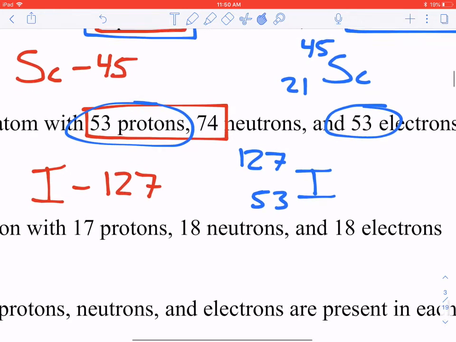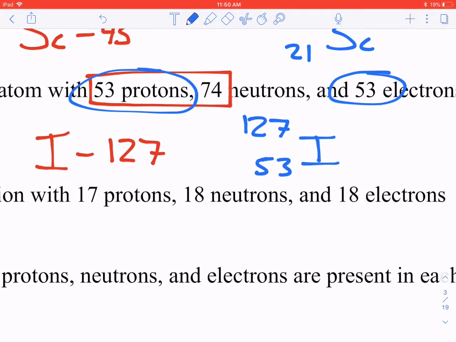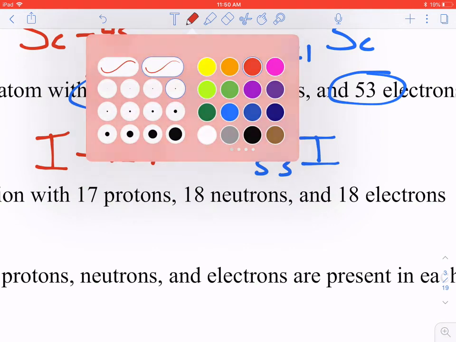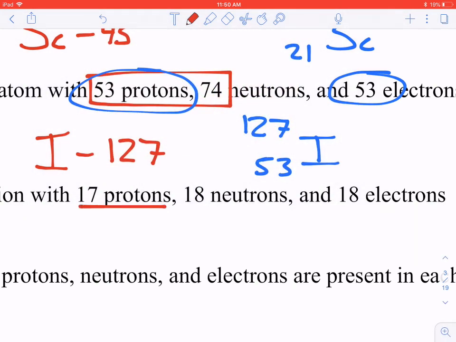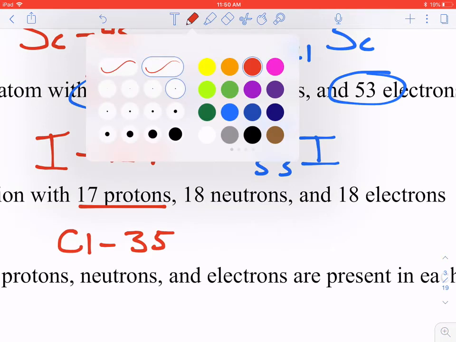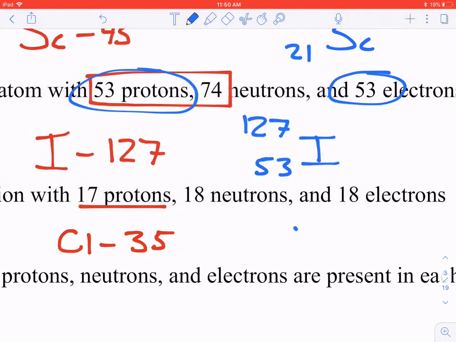Let's try another. How about the atom with 17 protons, 18 neutrons, 18 electrons? First let's figure out the identity of the atom. 17 is above chlorine. We can get its mass number by adding 17 plus 18 together. So that gives us 35. So we have chlorine 35. We know we can write that a different way by having Cl. We'll put the atomic number of 17 down here and the mass number of 35 up here.